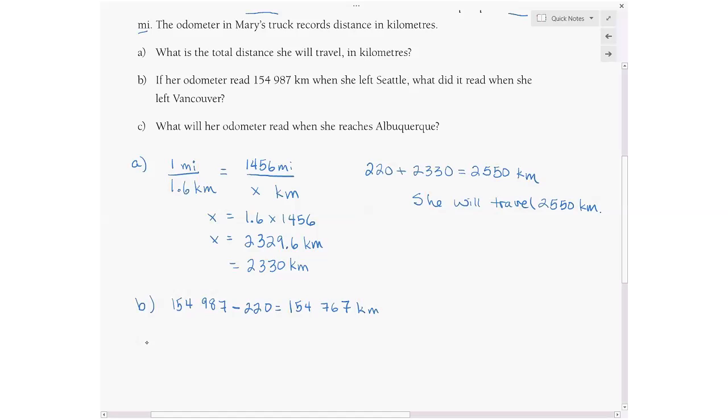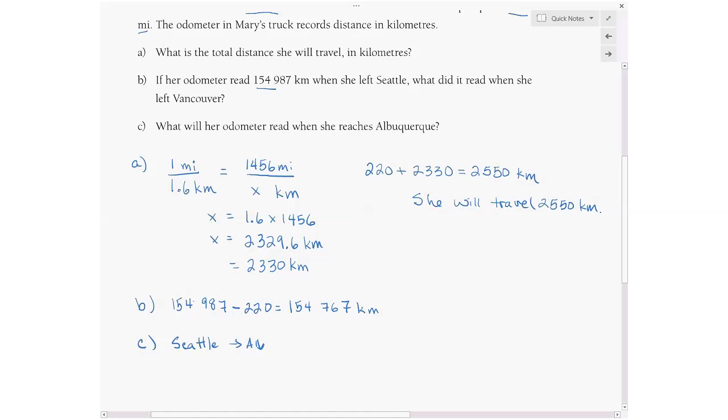What will her odometer read when she reaches Albuquerque? Well, we can do it one of two ways. This is what it reads when she leaves Seattle. We could add just the distance from Seattle to Albuquerque, or we could start here and add the total distance. So let's do it both ways. So we've got Seattle to Albuquerque. So she started off in Seattle.